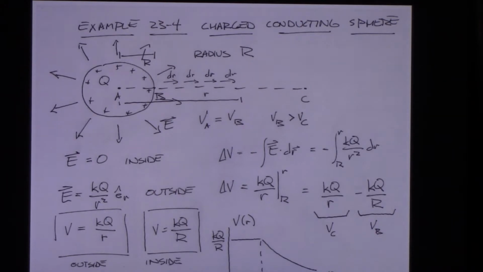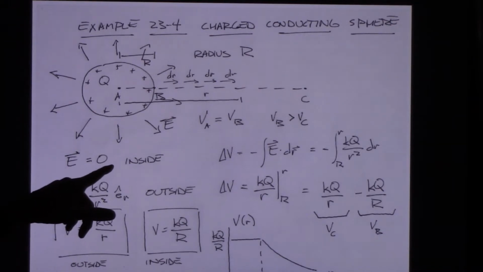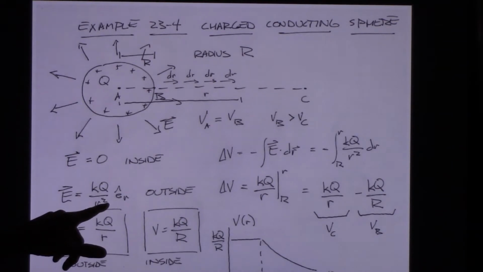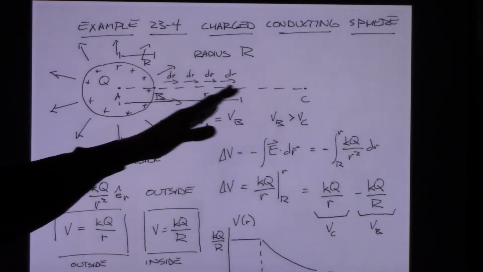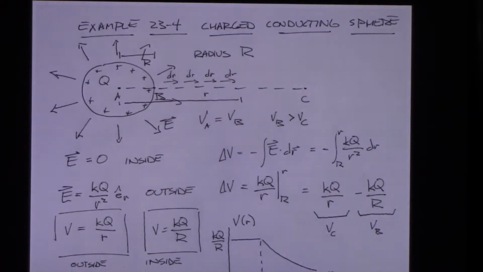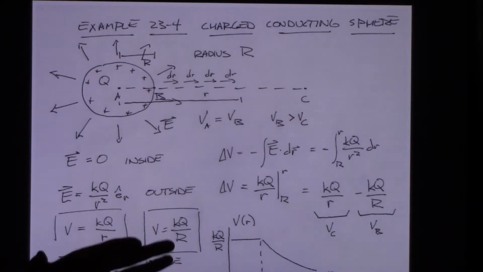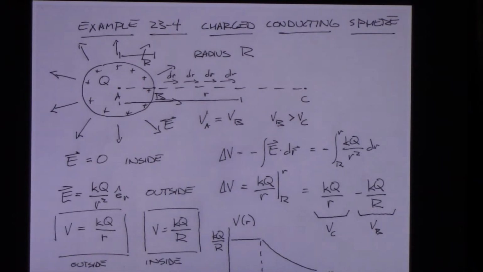The function that tells us how the electric field behaves is different inside than it is outside. So I can't integrate from A to C. I have to break the integration into 2 steps. And you guys have seen this in your calculus class, right? If I've got a function that has a different form in 2 different regions, I can't integrate across that boundary. I have to integrate on one side of the boundary and then integrate on the other side of the boundary and then add the 2 effects together.